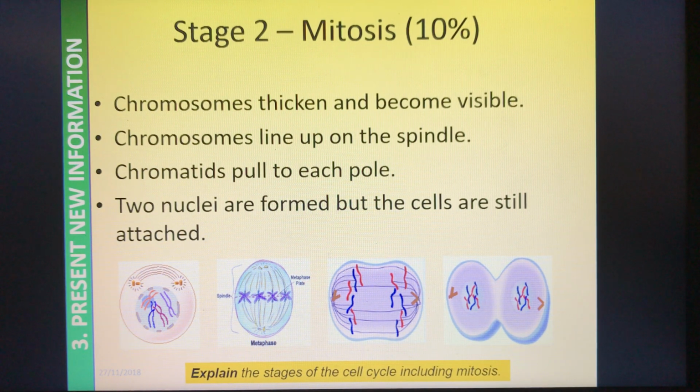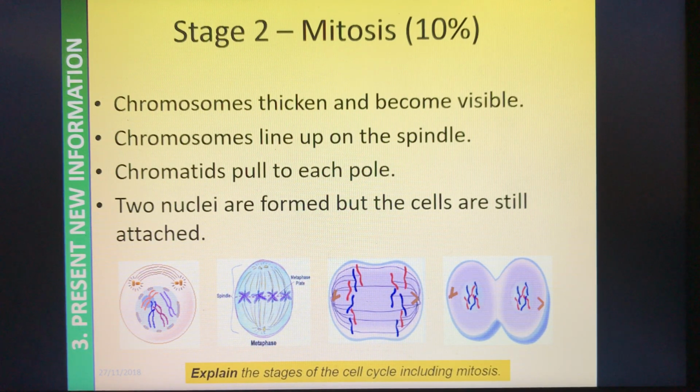So you can see that the bullet points match up with the diagrams. First of all, chromosomes thicken and become visible. If we were looking under an electron microscope, we'd see those chromosomes becoming thicker and visible. They line up on the spindle. This is the second picture. It's kind of like the equator, if you like. We'll call it the spindle. The chromosomes line up, and we can see they still have those two chromatids joined by the centromere.